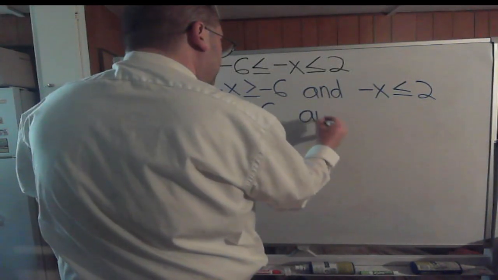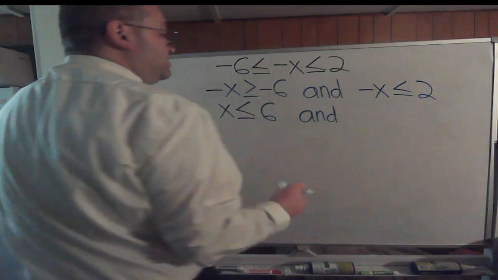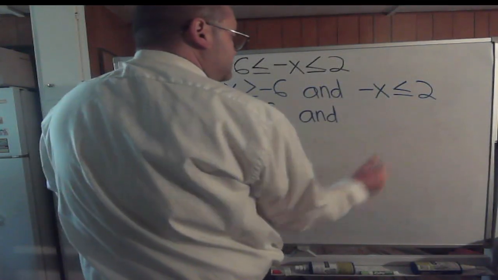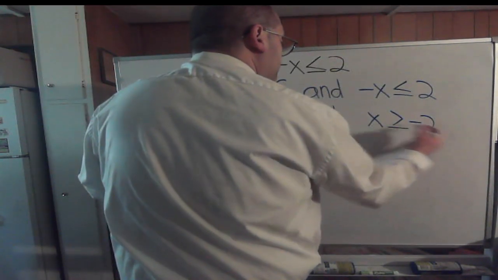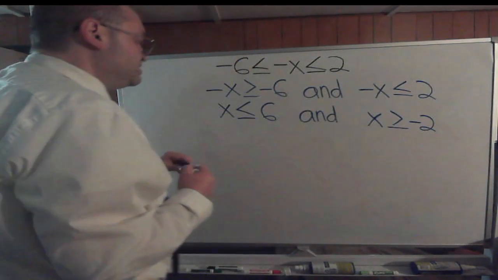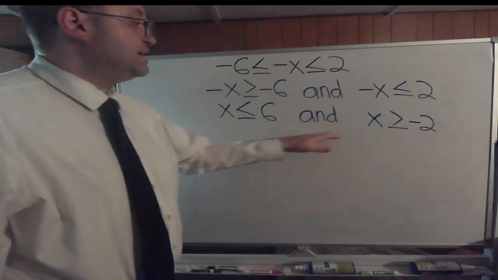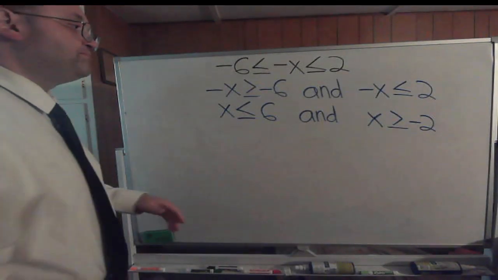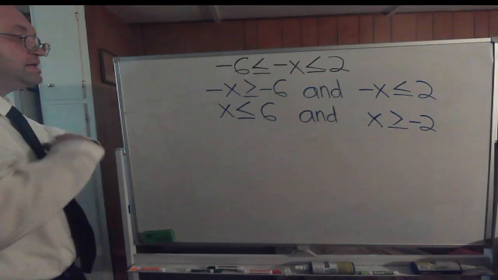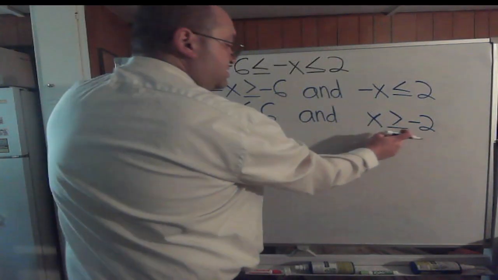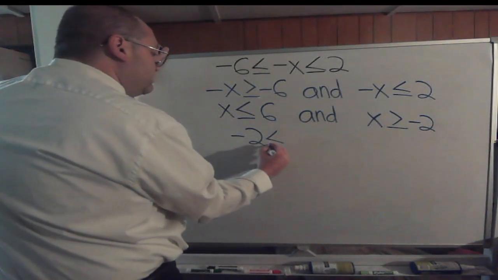And we'll have -x is less than or equal to 2. So you divide both sides by a negative, you'll get x turns into greater than or equal to -2. So how this is turned, you end up having x is less than or equal to 6 and x is greater than or equal to -2. So you can leave your solution like that, or since we'll start with the smaller number, since x is greater than or equal to -2, that also means that -2 is less than or equal to x.